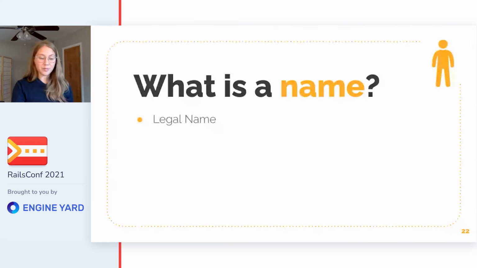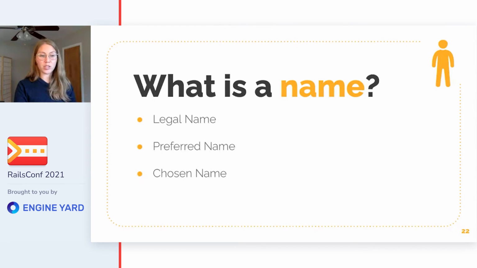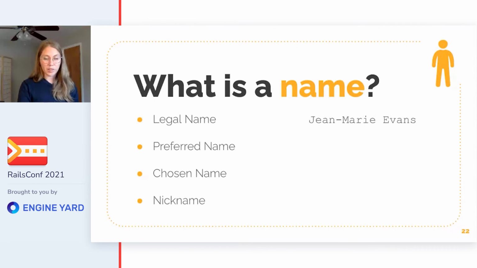It could be a legal name. It can be a preferred name. Maybe this is the same thing. It can be a chosen name. Maybe all three of those are the same thing if you get a name change. And nicknames. So for me, my legal name is Jean Marie Evans. I don't really want people to call me that. I want people to just call me Jeannie. It's been my name since I was a little girl. I want people to call me that. I introduce myself as that. It is my preferred name.